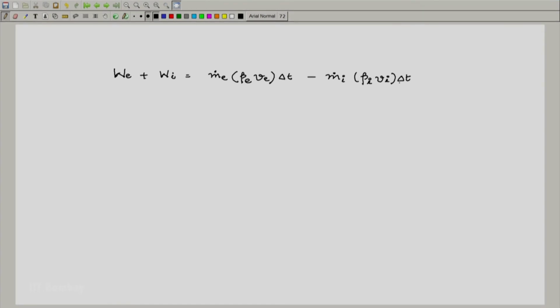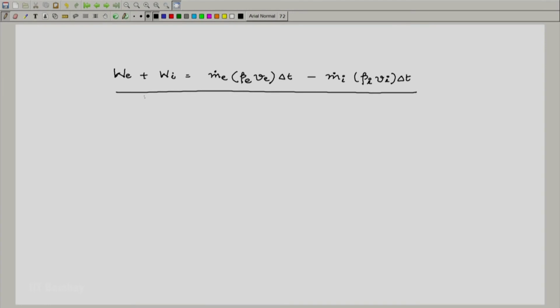So, now we have an expression for the inlet and exit works. We already derived in the previous sheet an expression for the inlet work, in terms of the mass flow rate at the inlet multiplied by the pressure multiplied by the specific volume into delta T. Similarly, we can derive an expression for the exit work in terms of the mass flow rate at the exit multiplied by the pressure at the exit multiplied by the specific volume and delta T. So, this overall is our expression for WE and WI.